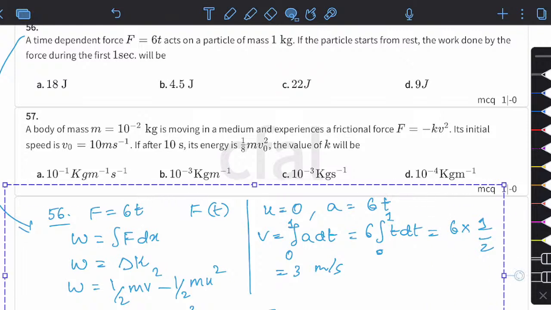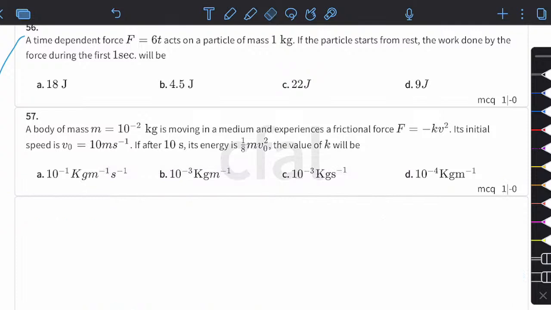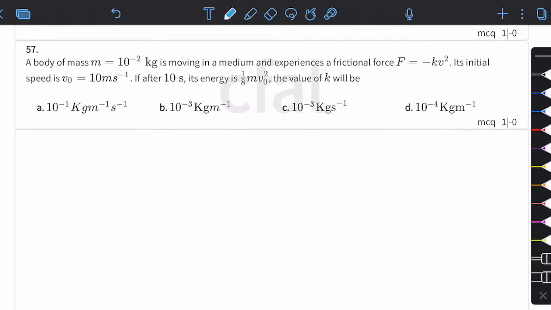Now this is a bit more challenging. In this question, the force is given as a function of velocity, different from both the previous questions, right? So what do we do now? Force is given as a function of velocity. Well, let's think about what's asked. Its initial speed is v naught, and after 10 seconds its energy is 1 by 8 m v naught squared.